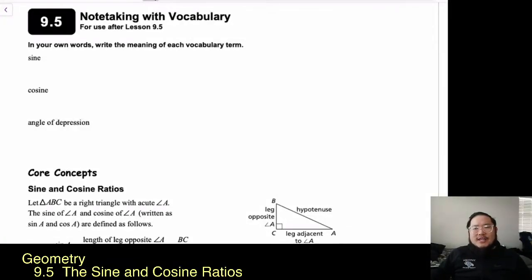All right, let's take a look at section 9.5, the sine and cosine ratios. In 9.4, we took a look at the tangent ratio, which hopefully you now know is the opposite over adjacent. Now, we have these two other ones, sine and cosine.